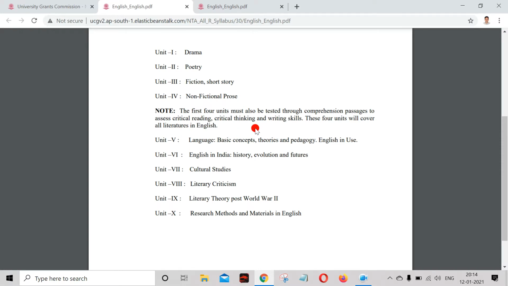These 4 units will cover all literatures in English. Now dear students, if you concentrate on the last line, it includes all literatures in English. You will understand the scope of this syllabus. If you are thinking that you have to study only drama, it's not like that. You have to study the very development of drama, and not only in British or English literature but across the literatures in English. Literatures in English means it includes the literatures all over the world which are composed in the English language.